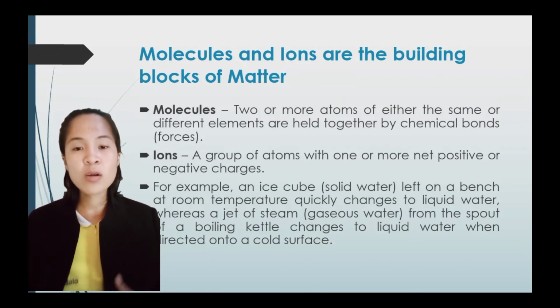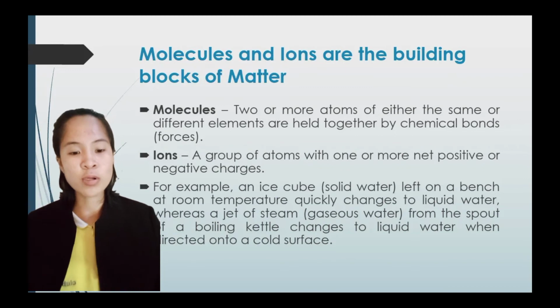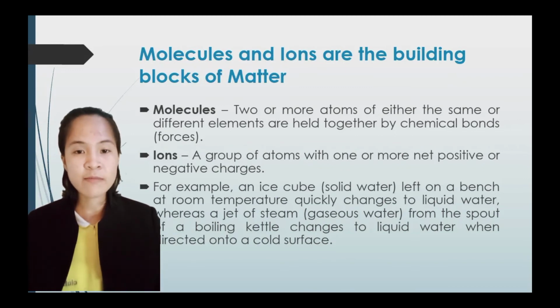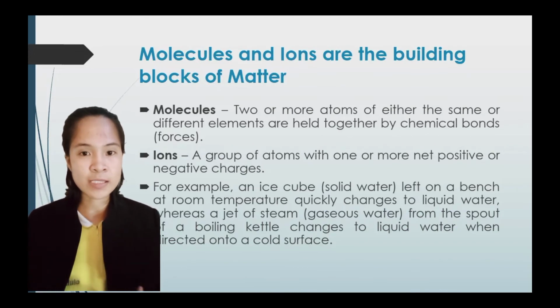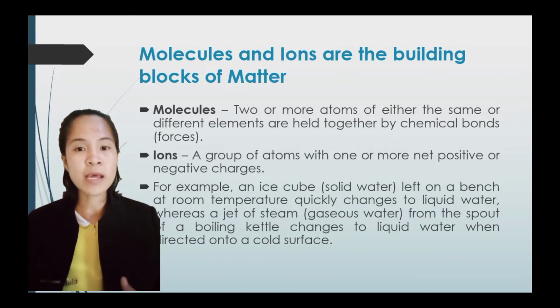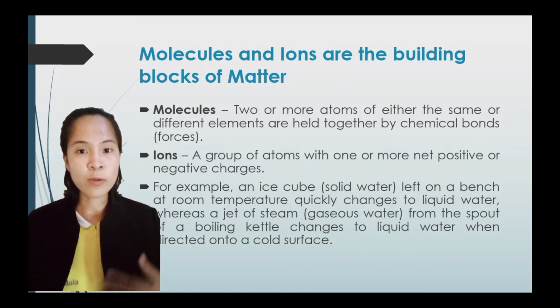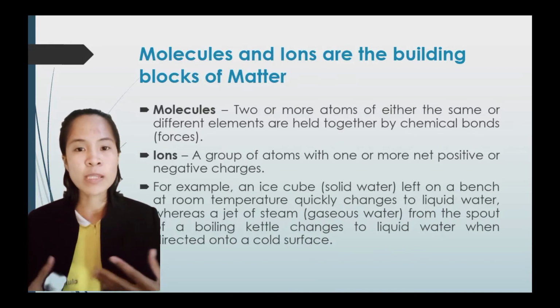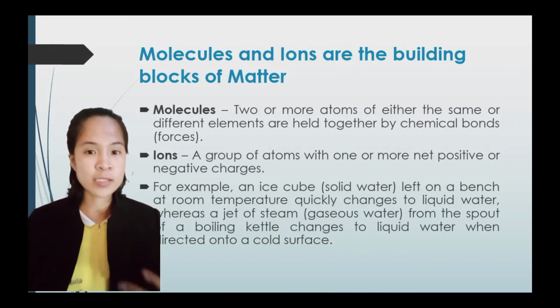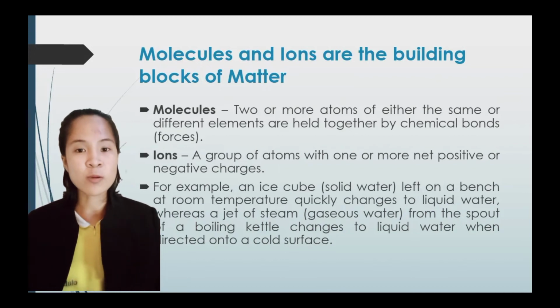An ion is a group of atoms with 1 or more net positive or negative charges. So if an atom gains negative charges, a negative ion will be formed. And vice versa, when the atom gains positive charges, a positive ion will be formed.